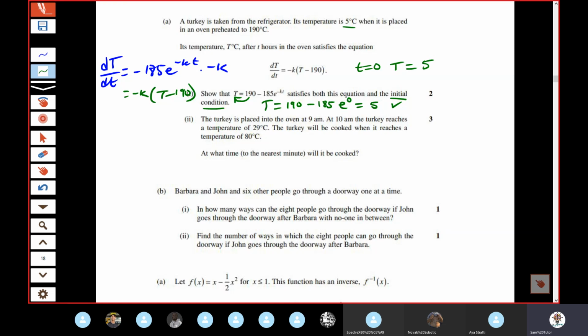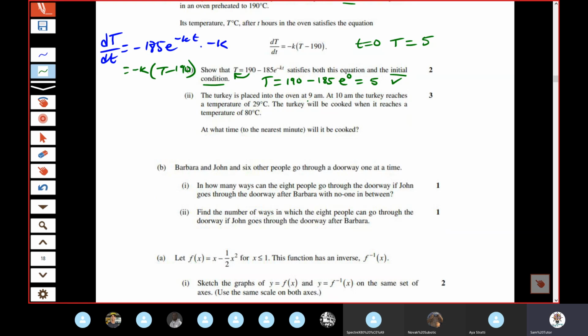Next one. The turkey, part (ii). The turkey is placed into the oven at 9 a.m. At 10 a.m., the turkey, so that's the starting point, that's when time is 0. At 10 a.m., the turkey reaches a temperature of 29. That means when time is 1 hour, T is 29. The turkey will be cooked when it reaches a temperature of 80. At what time will it be cooked?